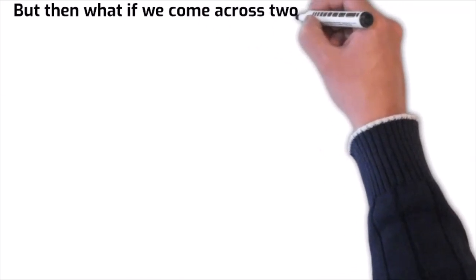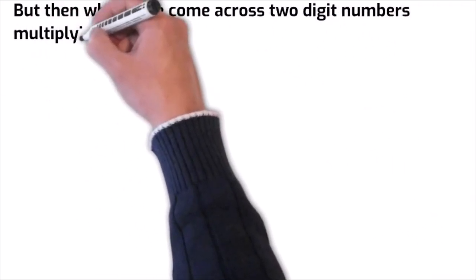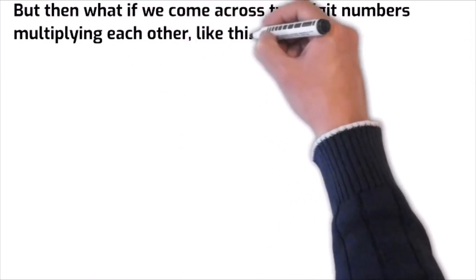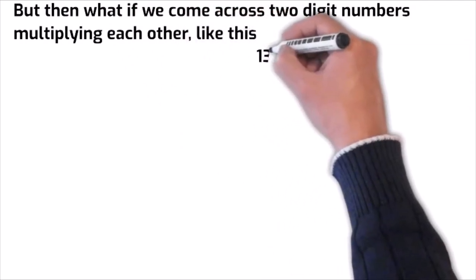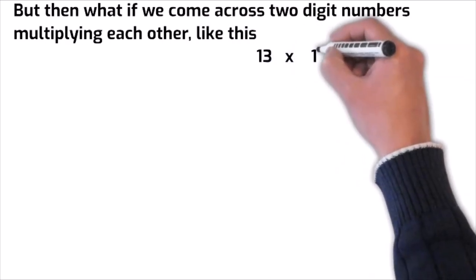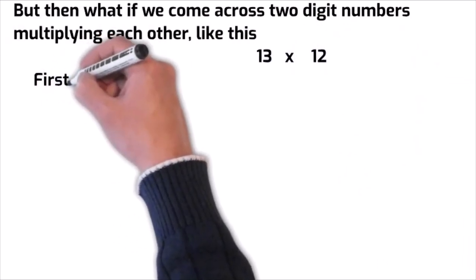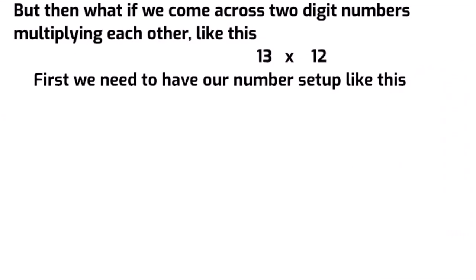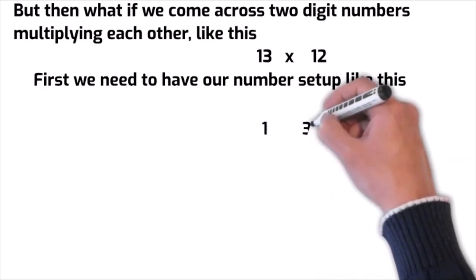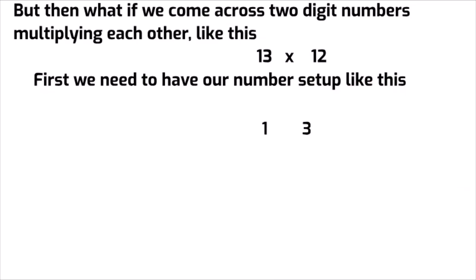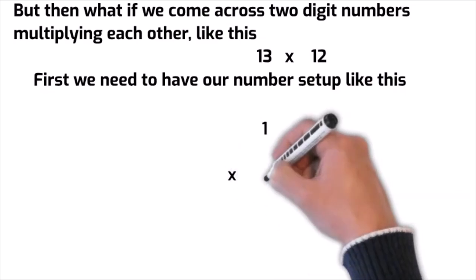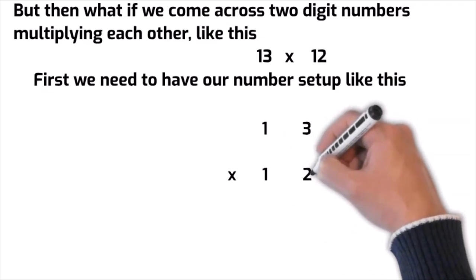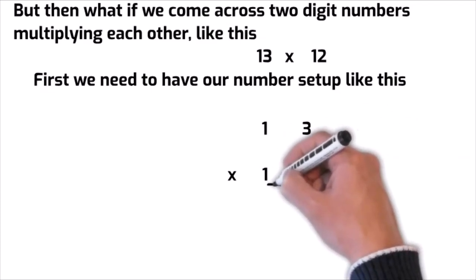But then, what if we come across two-digit numbers multiplying each other like this? 13 times 12. What should we do? First, we need to have our numbers set up like this. 1, 3 with our sign at the lower left. Then 1, 2. Now we have our numbers set up.